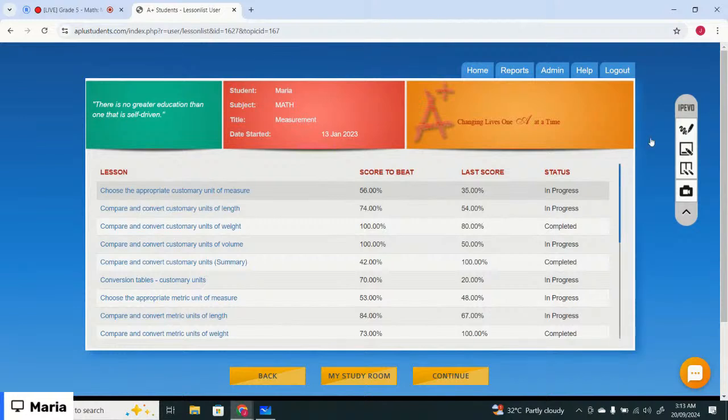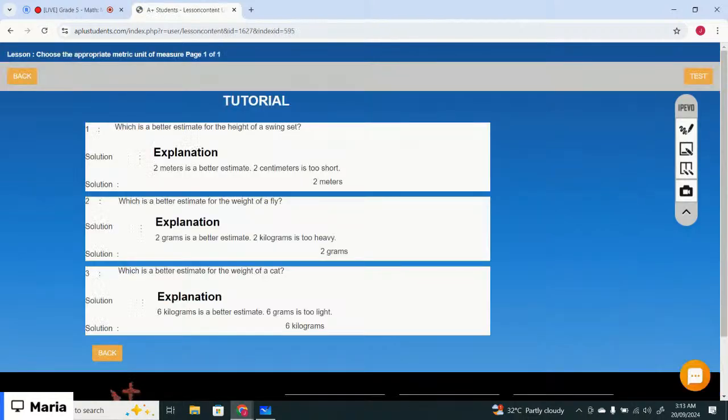The next lesson is choose the appropriate metric unit of measure, which is a better estimate for the height of a swing set. You are given two options, 2 meters and 2 centimeters.